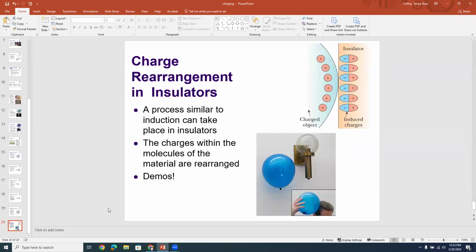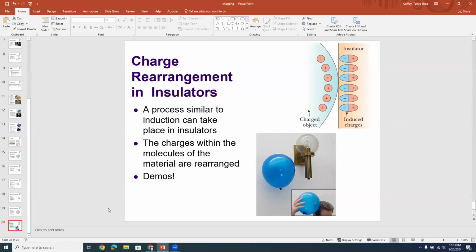Now, you can also get charges to rearrange even if you have a material that's, say, normally an insulator, okay? You can do that. And also, you don't have to have the grounding wire there in order to experience this. So you might have played around with this a little bit at home too. Have you ever rubbed a balloon on your head, transferring charge from the balloon to your hair? You see your hair stick up. And then have you ever taken that same balloon and stuck it on the wall and it'll stick to the wall? Okay, that's exactly because the charges in the wall are rearranging in response to the net charge of the balloon.